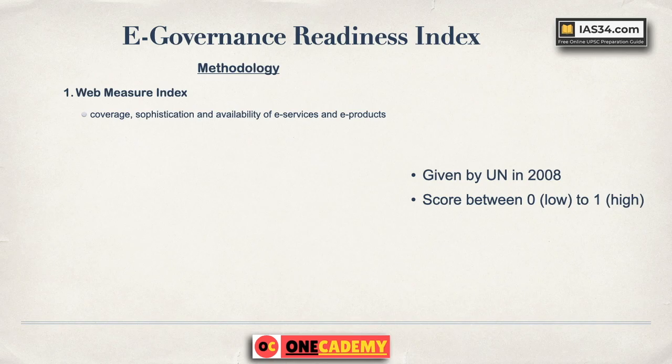The more e-products, I mean government services through electronic medium, are available, the more people are covered, and the better the quality. Sophistication means better quality of e-service. So the more of this available, the higher the web measure index. Second is the telecommunication infrastructure index.